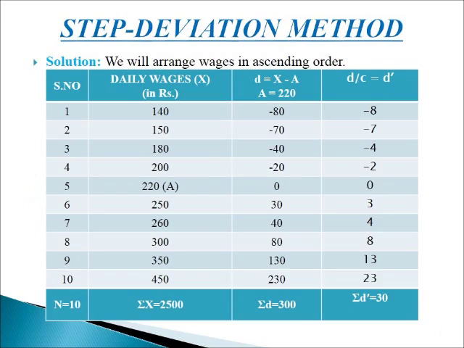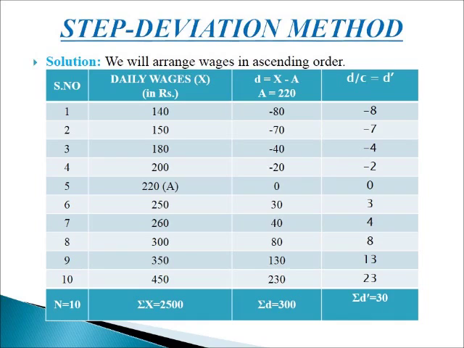We will make a table of 4 columns. In the first column, we will write the number of observations. In this particular illustration, we have 10 observations. In the second column, we will write daily wages, which will be denoted by letter X. We will arrange wages in ascending order, as we have done in the previous methods also. We will start with 140, 150, 180 and so on till 450.